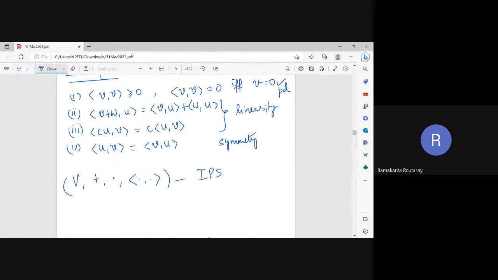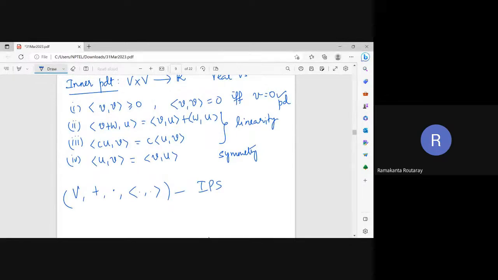Ma'am, one small doubt here. The first equation, when it becomes zero, do we also need to check the second equation? I think that itself is sufficient, no? If I have a vector and I'm multiplying with the same vector and getting some value, I need to check with u plus w and u for linearity, but when it becomes zero, do I need to check this also? Yes, you have to check all the four conditions in all cases. None of these conditions follows from the others. So you have to verify everything.